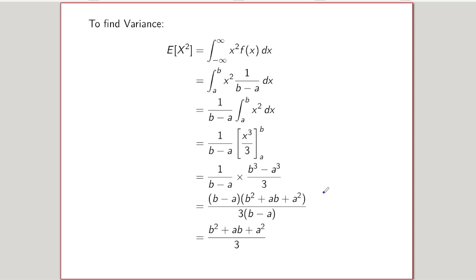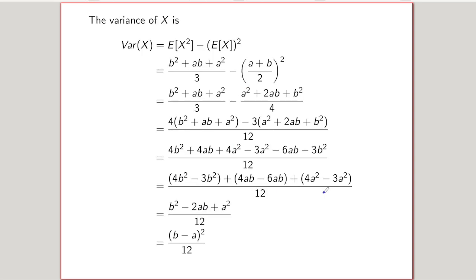It is integral minus infinity to infinity x square f of x dx. Restricting the limit, we will get integral a to b. F of x is 1 by b minus a. We can take it outside the integral. If we integrate x square, we will be getting x cube by 3. And after substituting the limit, we will be getting b cube minus a cube by 3. B cube minus a cube can be written as b minus a into b square plus ab plus a square. This b minus a will get cancelled. So this will be b square plus ab plus a square divided by 3.